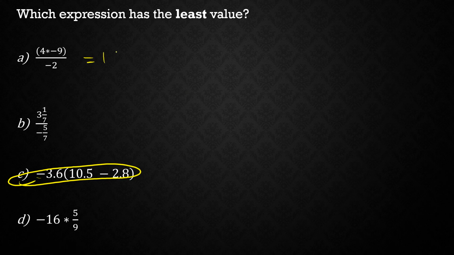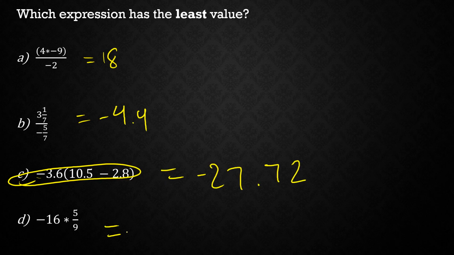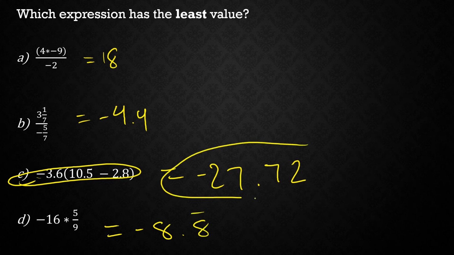Right, this one was 18. This one was -4.4. This is a -27.72. And this one is -0.8 repeating. So this one is the smallest.